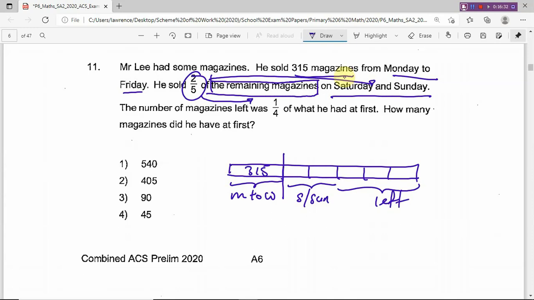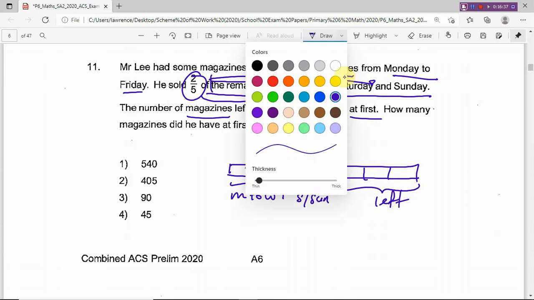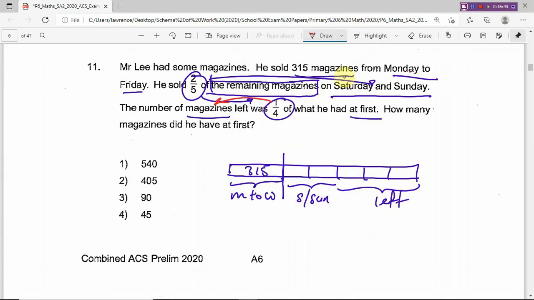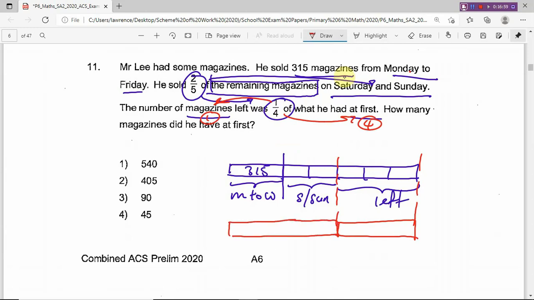And then continue. The magazines left was 1/4 of what he had at first. So if you were to do some arrow pointing, the 1 is the magazines left, and the 4 is the at first. So where is the left? The left is over here. This is the left, which is 1. And then where is all the magazines? All the magazines is from the start of the red rectangle to the end of the red rectangle, there must be altogether 4, because there are 4 boxes at first.